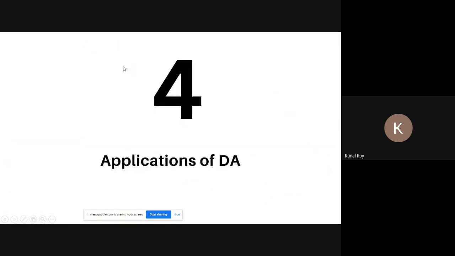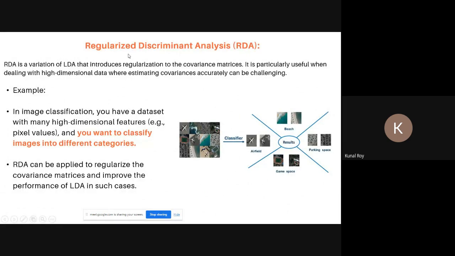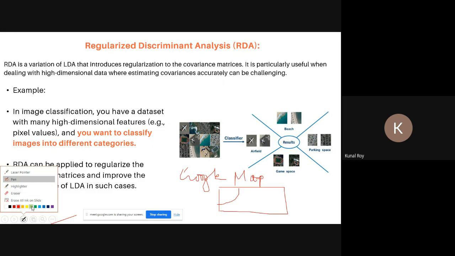Next is the regularized discriminant analysis. Regularized discriminant analysis is basically used to classify images and videos. Now how can we use this analysis to classify images and videos? I am just taking a normal example of a Google map, where it is showing me some green colored areas.